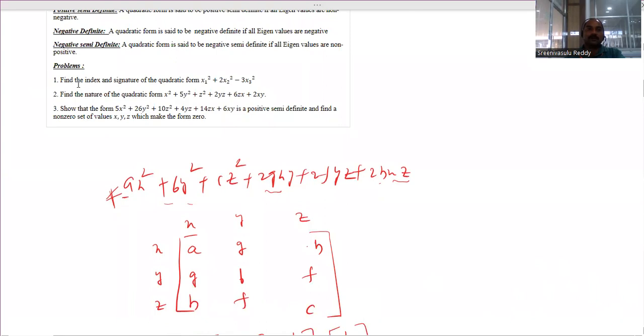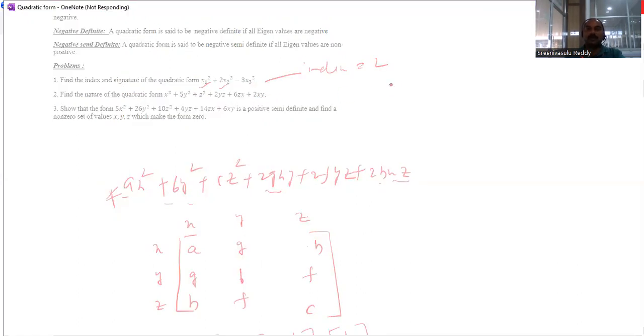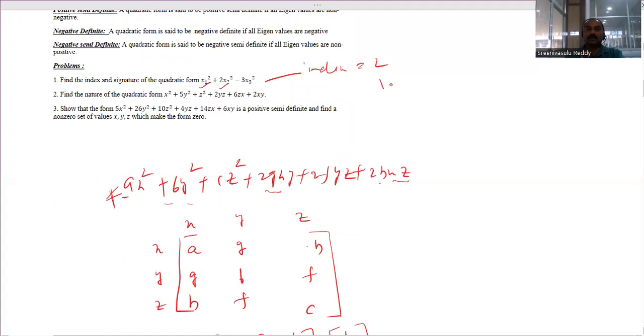So, for example, find the index and signature of the given problem. Index: how many positive eigenvalues are there? Here 1, here 2. In total 3 eigenvalues are there, and among the 3, 2 are positive. So the index is 2. Signature means the difference: the number of positive eigenvalues is 2, the number of negative eigenvalues is 1. So the difference is 2 minus 1, which is 1. So the signature is 1.